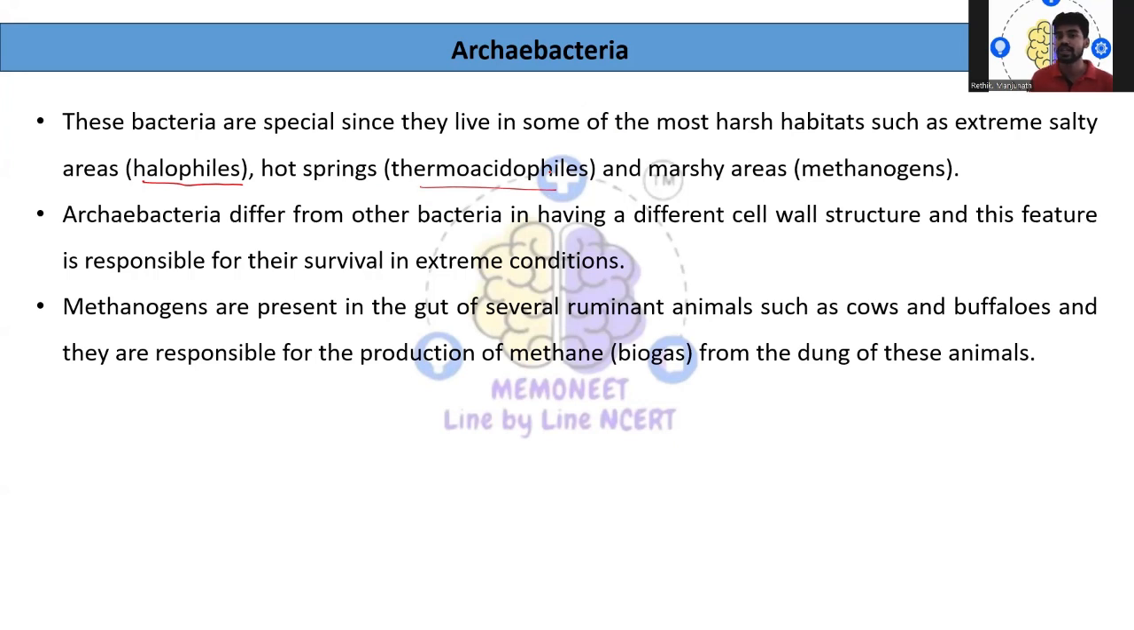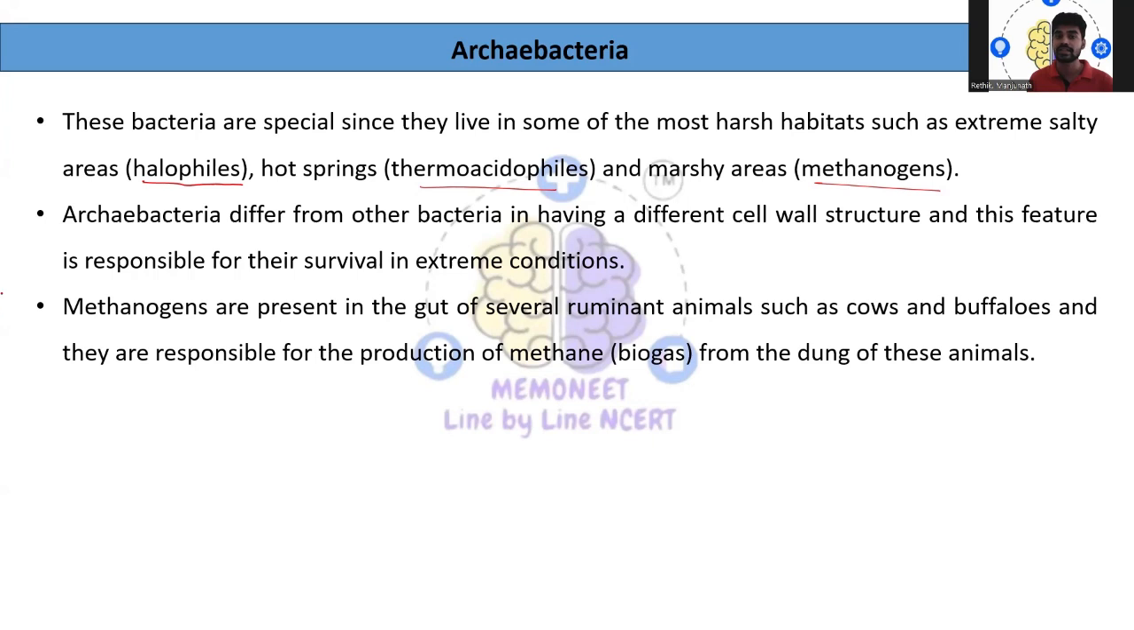And if they are found in the marshy areas, then they are called methanogens. Here the archaebacteria differ from the other bacteria as they have different cell walls, because in order to sustain in those harsh environments, they have developed a different cell wall. And this feature is responsible for their survival in that extreme condition.